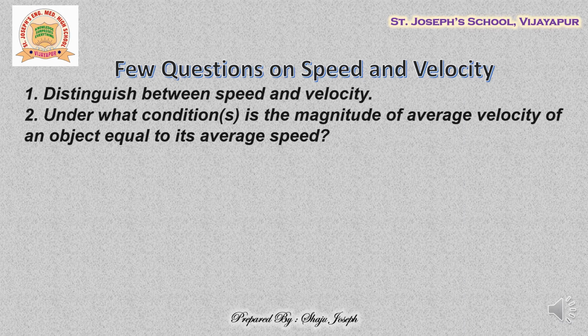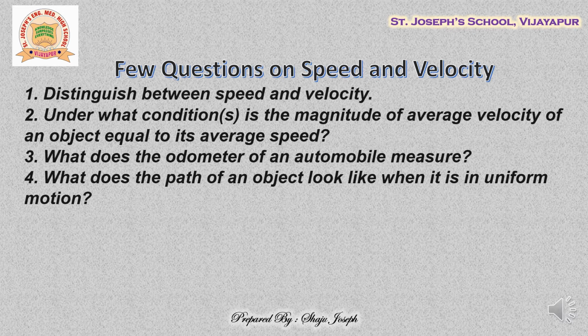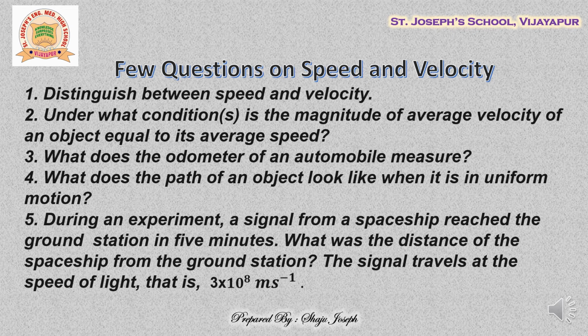Under what conditions is the magnitude of average velocity of an object equal to its average speed? What does then the odometer of an automobile measure? What does the path of an object look like when it is in uniform motion? During an experiment, a signal from a spaceship reached the ground station in 5 minutes. What was the distance of the spaceship from the ground station? The signal travels at the speed of light, that is 3 × 10^8 meter per second.